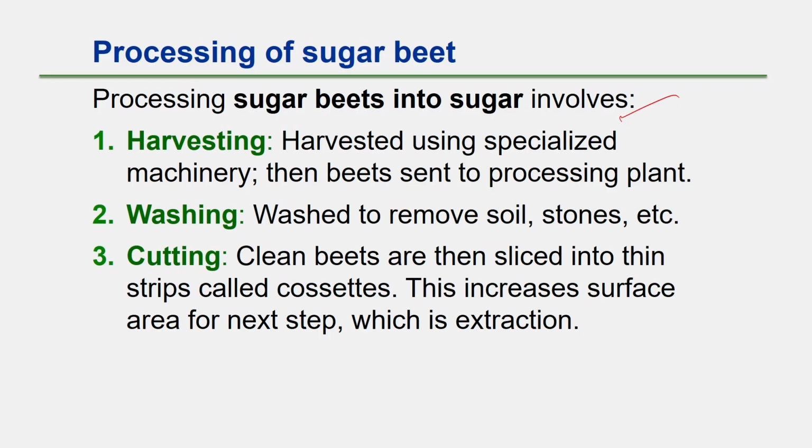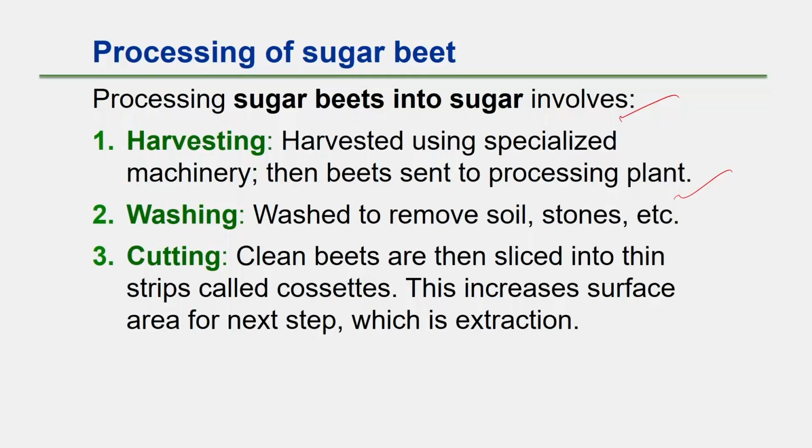Harvested using specialized machinery, then beets are sent to the processing plant. So, harvesting can be done manually also. Even a potato digger can be used for harvesting. A spade can be used for harvesting. A number of mechanical options are available to harvest the crop. Then after harvesting, washing is necessary to remove soil, stones, etc. Make it clean. Then cutting.